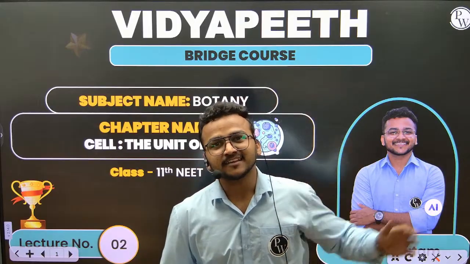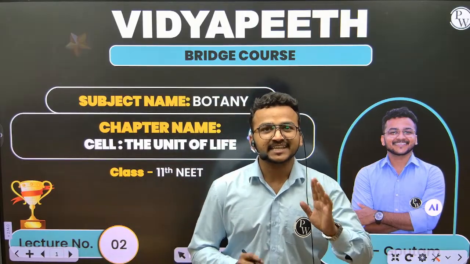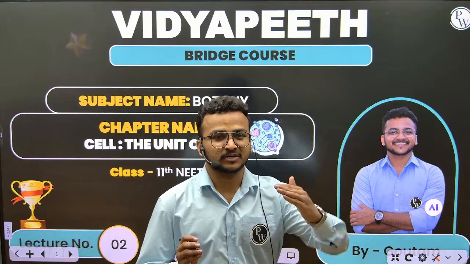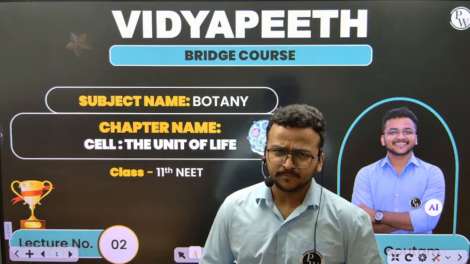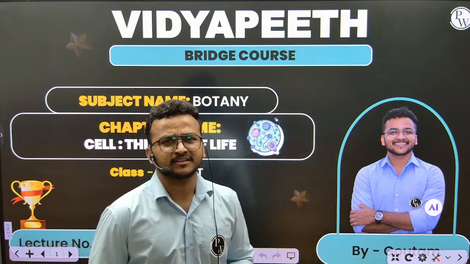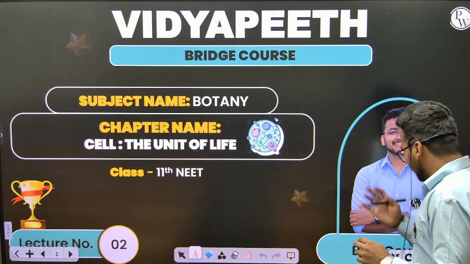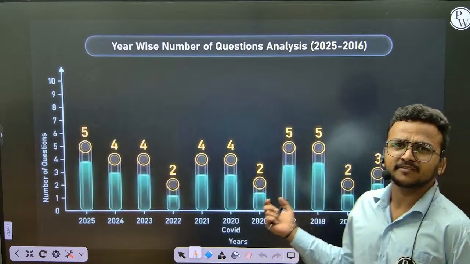In the last class, we discussed the introduction of the cell and cell theory. Even in cell theory, we discussed three important scientists. Before going to today's topic, we will recall what we discussed in the last session. In the last session, we discussed the previous year analysis of the last 10-year question papers.